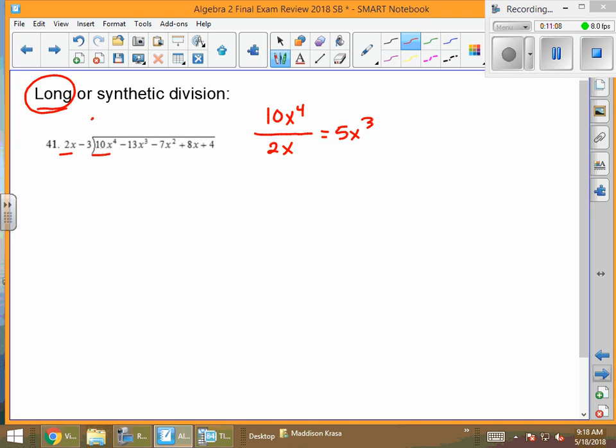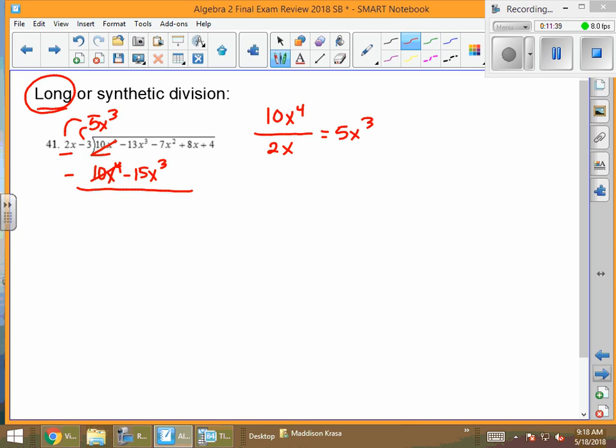So that 5x cubed is what goes on the very top. And then we multiply. 5x cubed times 2x is 10x to the fourth. And then 5x cubed times negative 3 is negative 15x cubed. Okay, but keep in mind this is a subtraction problem. Whenever you do these, you're doing subtraction. So our 10x to the fourth will cancel out. And that should always happen. Our first term should always cancel out.